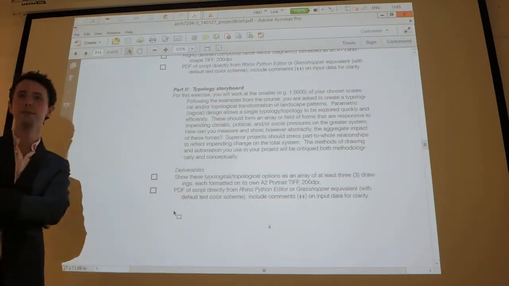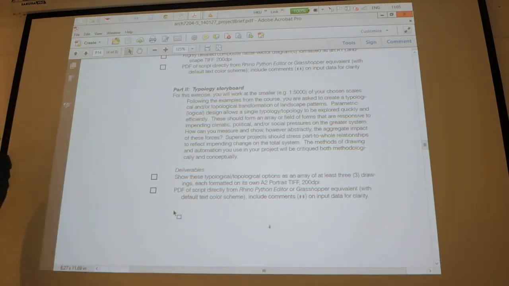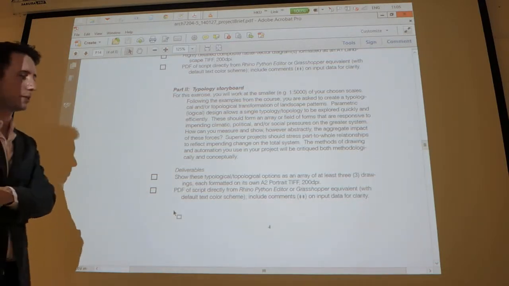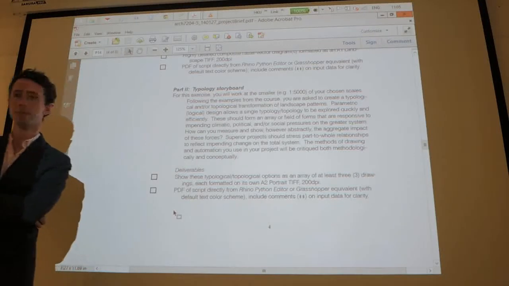So a print of your Python script, if you scripted it by writing, directly from the writer window, so all of the colors come out with it, the for loops turn out blue, etc. So directly from the Python window, or if you are using Grasshopper, an equivalent print of that.